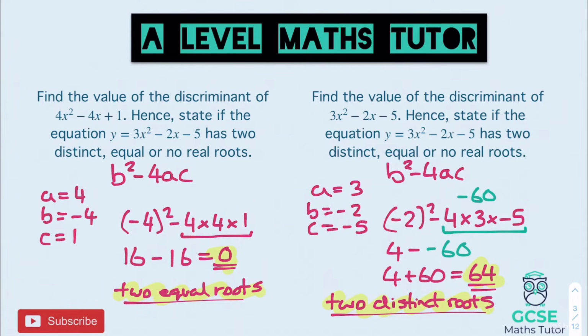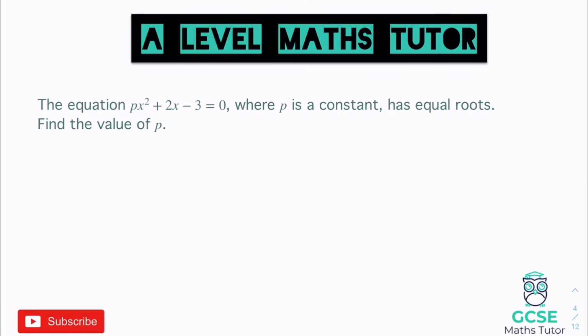So let's have a look at a slightly harder question, looking at this topic of the discriminant. This question says the equation px squared plus 2x minus 3 equals 0, where p is a constant, has equal roots. Find the value of p. Now we know when something has equal roots, the discriminant equals 0.